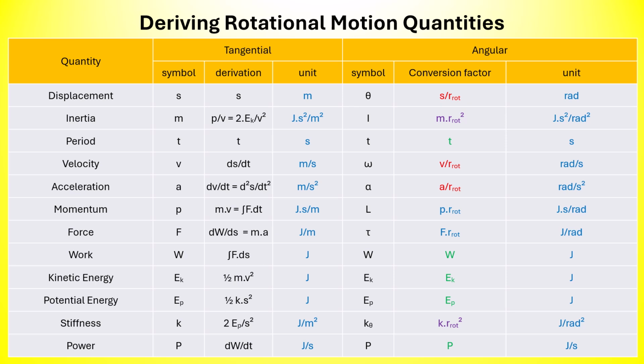For example, angular displacement, velocity, and acceleration are the corresponding tangential quantities divided by rotational radius. Angular momentum and force are tangential momentum and force times rotational radius, respectively. Angular inertia and stiffness are tangential inertia and stiffness times rotational radius squared, respectively. Period, work, energy, and power have the same units in angular as well as tangential quantities.